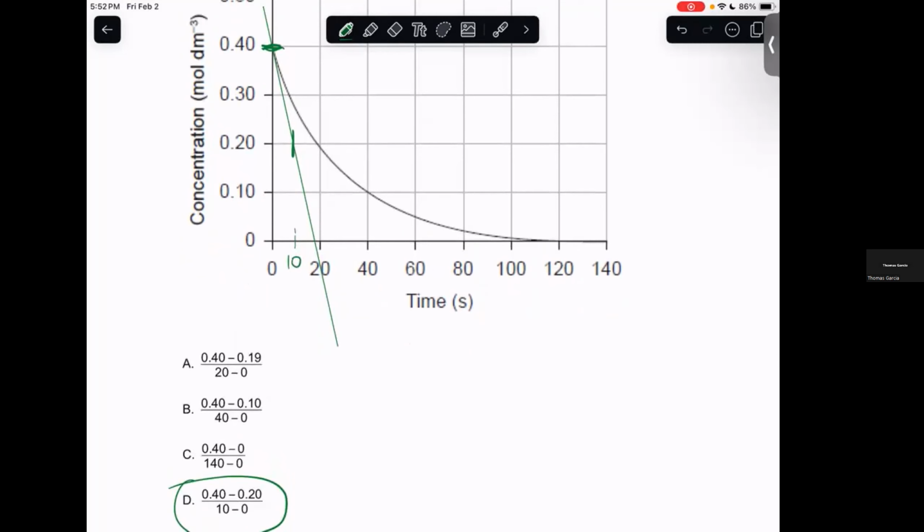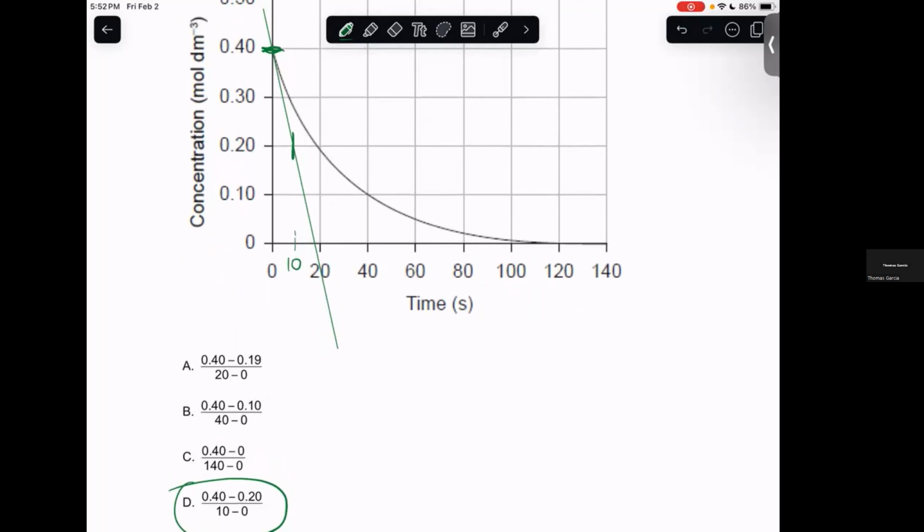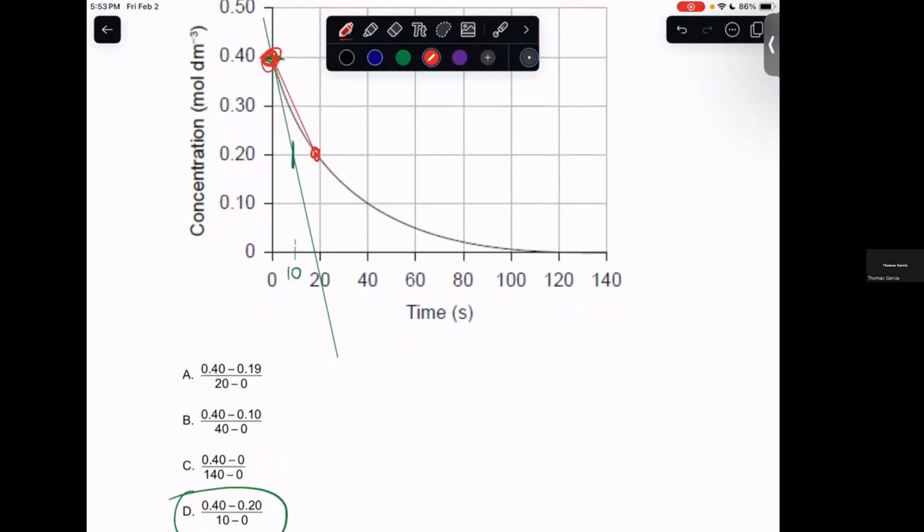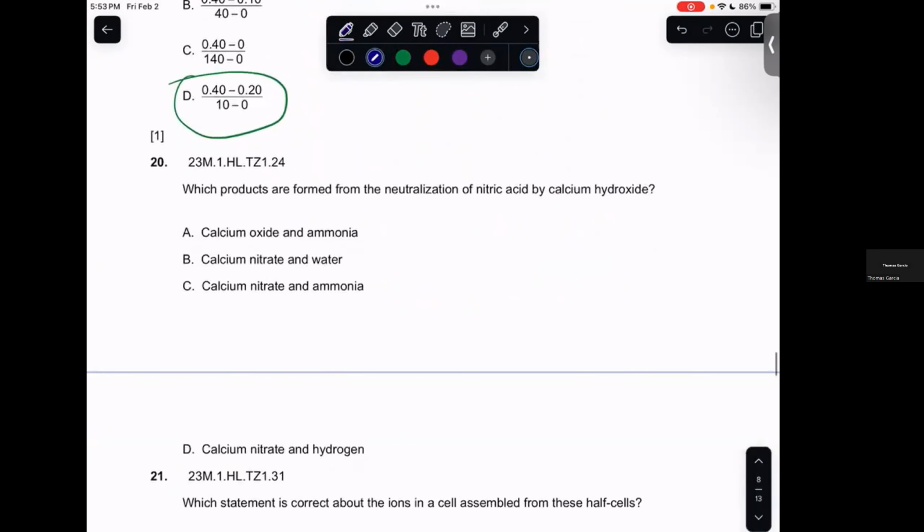The other reactions: A indicates from 0.4 to 0.19, 20 to 0. So A indicates the line from here to here. And my issue with that is that's not initial. That's between our first data points, or not even our first data points if we have them. B indicates from here. I'm going to change colors. B indicates from our starting point all the way to here. Once again, that's not initial. And lastly, C indicates the entire reaction. Once again, that's not initial. That would be average. So D is the only one measuring initial.